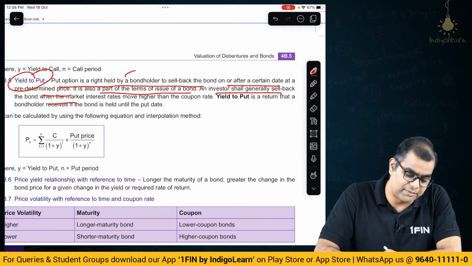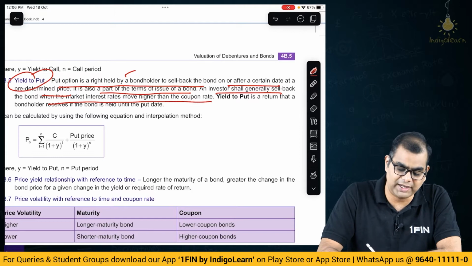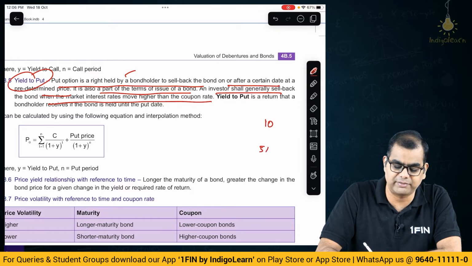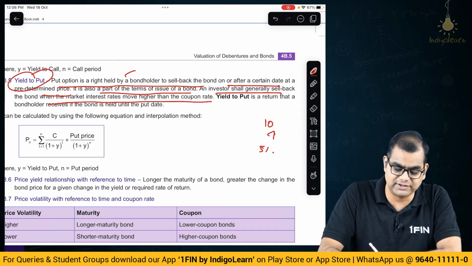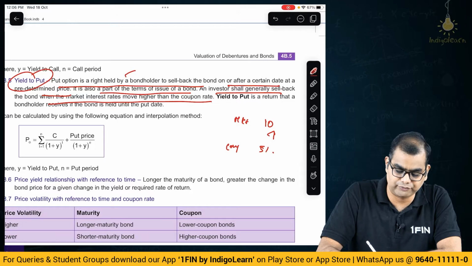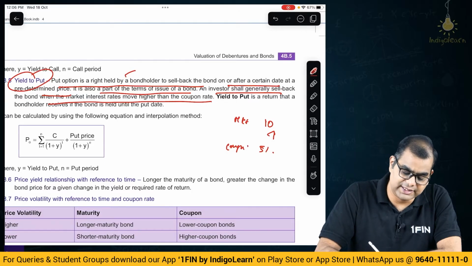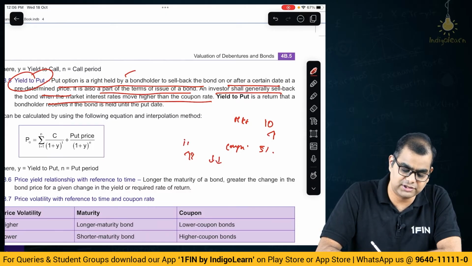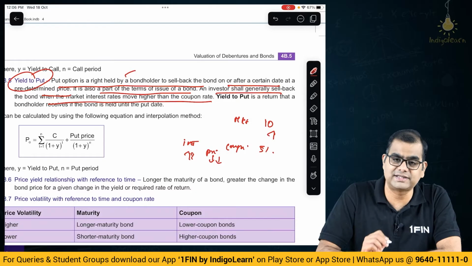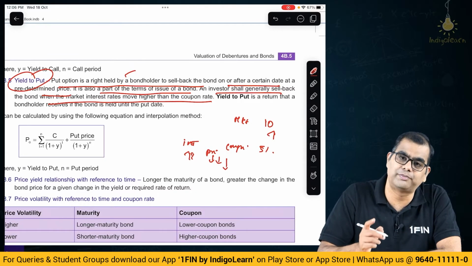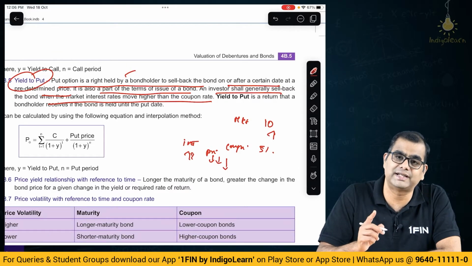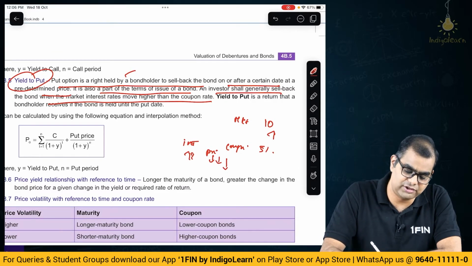Investors shall generally sell back when the market rates move higher than the coupon rate. So, market rate is 10%, whereas the bond coupon is, let us say, 5%. As interest rates increase, what will happen? The price of the bond falls. As interest increases, price falls, correct? So, price will keep on falling, and in puttable bonds, the right to sell back to the company is at a discount to the face value. So, let us say 100 is the face value and the put price is, let us say, 80.